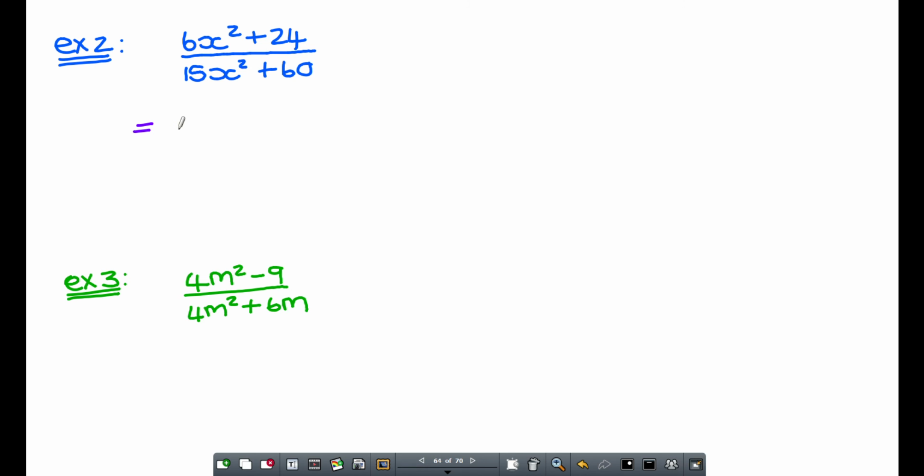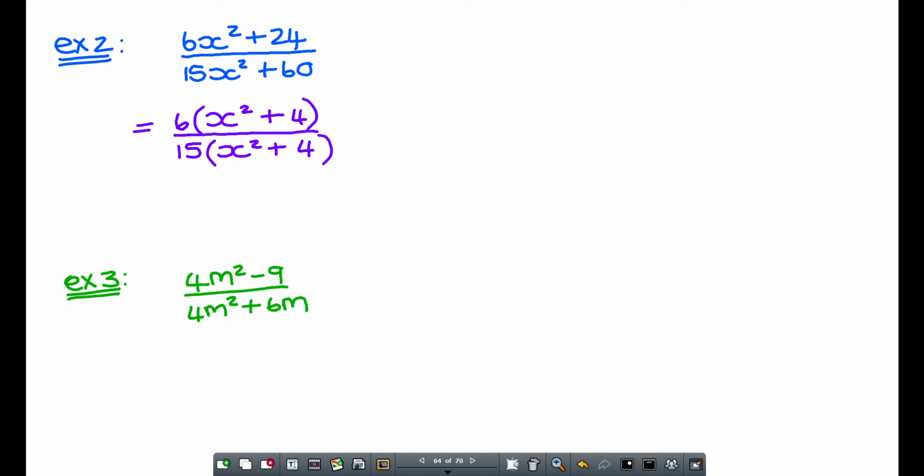Okay, so then at the top I'm going to say 6, and that means it would be x to the power of 2 plus 4. Then at the bottom, close the top part and just look at this: 15x to the power of 2 plus 60. You take out the 15. Let's take out a common factor of 15. Then I'm going to have x squared plus, how many times does it go in there? 4 times. Good.